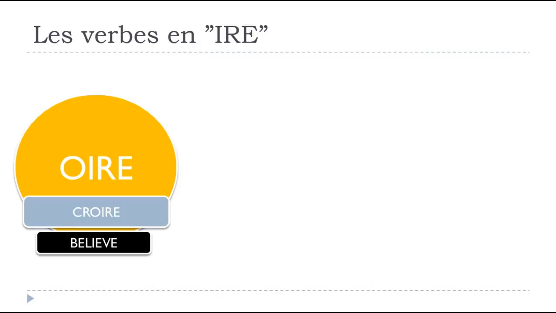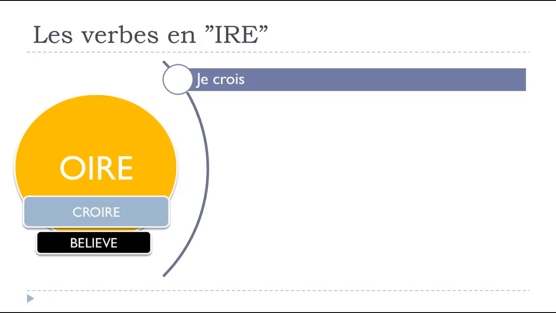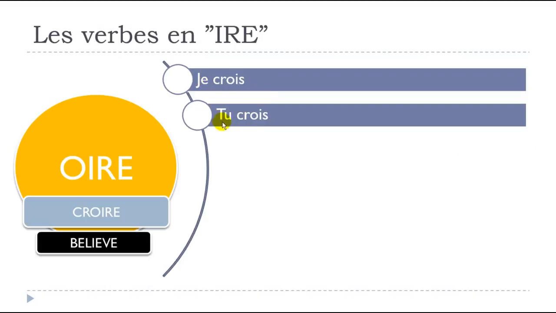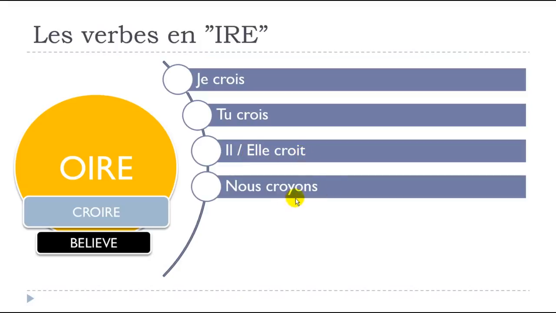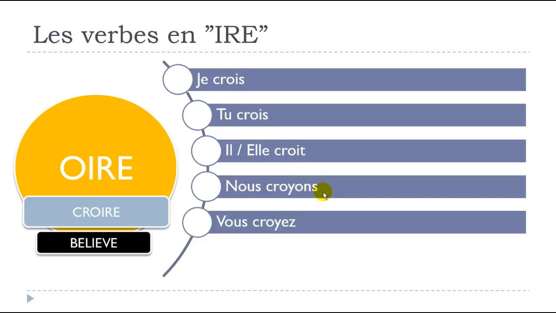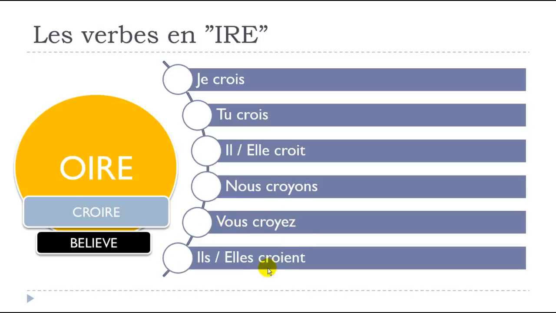Croire. Croire is to believe, and it's quite useful as well. So, je crois, tu crois, il croit, elle croit, and now you've got this Y here, and the sound goes like nous croyons, croyons. Vous croyez, and last but not least, il croit, elle croit. And phonetically here, as we saw, ent is not pronounced, so you get the sound croix, exactly the same sound as we've got here, croix, croix.